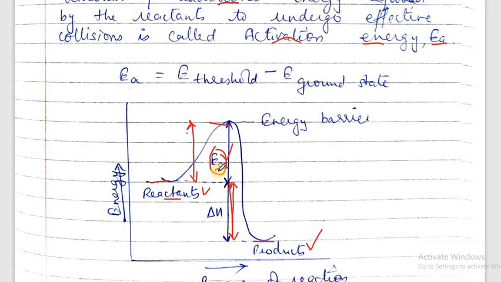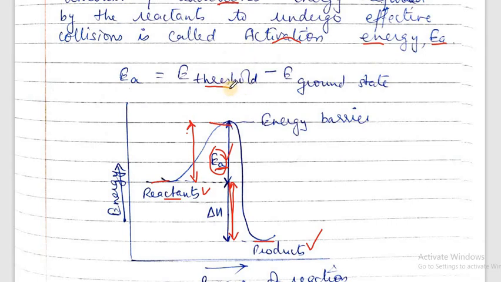And we can say the minimum amount of energy required by the reactants to change into products is called the threshold energy. Threshold energy is the energy required by the reactants to form products, and it is not only the additional energy, it is the total energy required by the reactants, its own energy plus activation energy. So what is threshold energy?